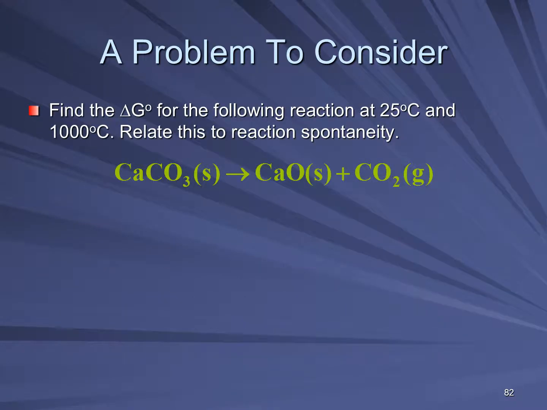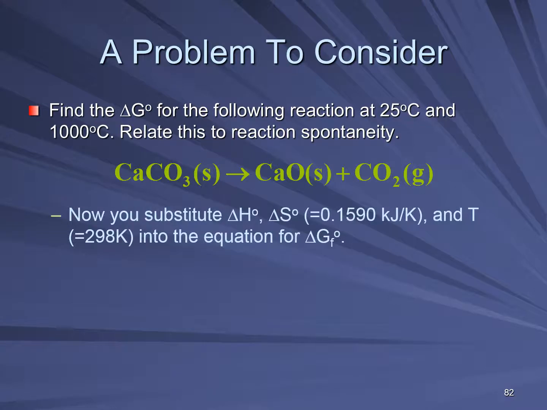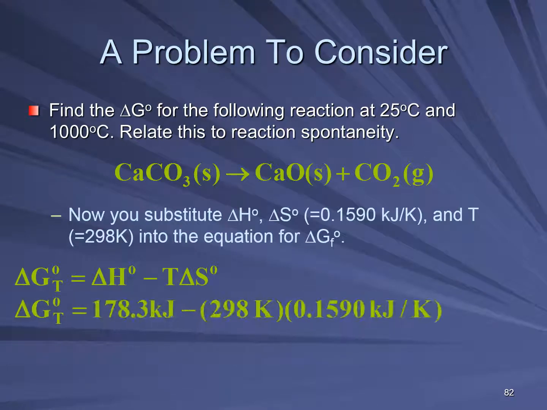So now we can plug it into the delta G equation. Don't forget to convert delta S to kilojoules per Kelvin. So 159 joules per Kelvin is the same as 0.159 kilojoules per Kelvin. Make sure to convert temperature to Kelvin, 298 K, and we can plug it in. So there's our equation, delta G equals delta H minus T delta S, and this will be at a different temperature. So at 25 degrees or 298 Kelvin, it turns out that delta G is 130.9.